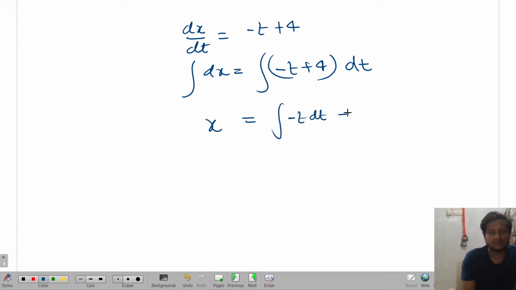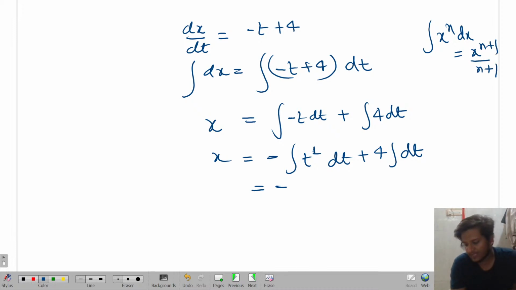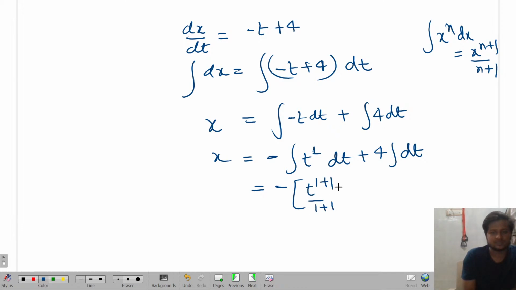Minus integral of t dt plus integral of 4 dt. What is going to happen? X is going to be equal to minus, common over here, integral of t to the power of 1 dt, plus 4 is a constant, it comes out, integral dt. What is the formula? Integral of x to the power n dx is equal to x to the power n plus 1 divided by n plus 1. So minus t to the power of 1 plus 1 divided by 1 plus 1, plus 4. From this term, only the variable comes as output. So minus t square divided by 2 plus 4t.